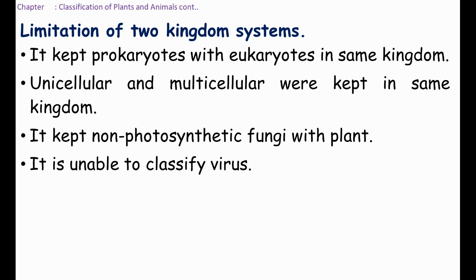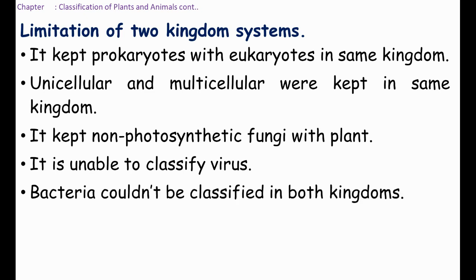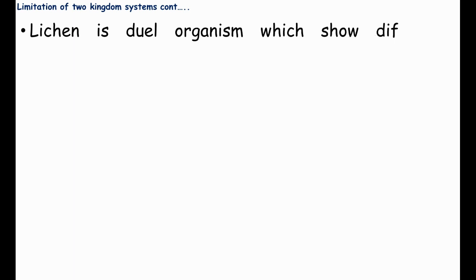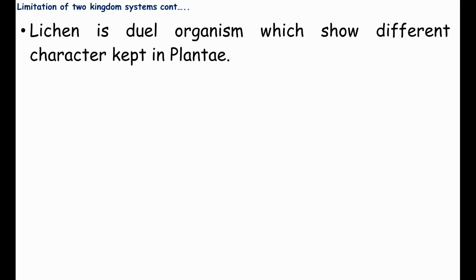Carolus Linnaeus, in the two kingdom system, had no proper position, no suitable arrangement for the virus, and like that, bacteria could not be classified in both kingdoms. These all are drawbacks. Then, lichen is a dual organism. Dual organism means it shows the properties of two different organisms, different characters, but is kept in kingdom Plantae. This is also another drawback.